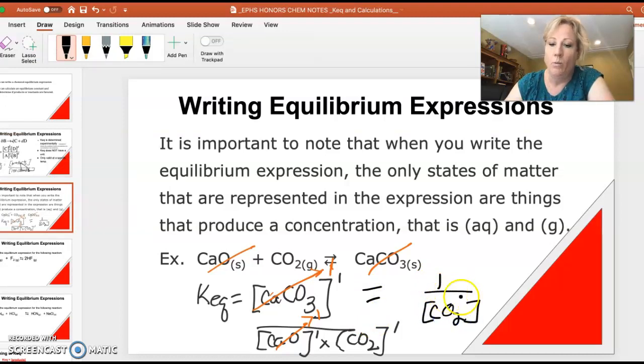So what we're doing is, if you see a solid or a liquid, they don't have a molarity, so we don't include them in the expression. So you wouldn't even need to do this part. Just know that you're not going to include them, and then wherever you had one would become a 1, essentially.